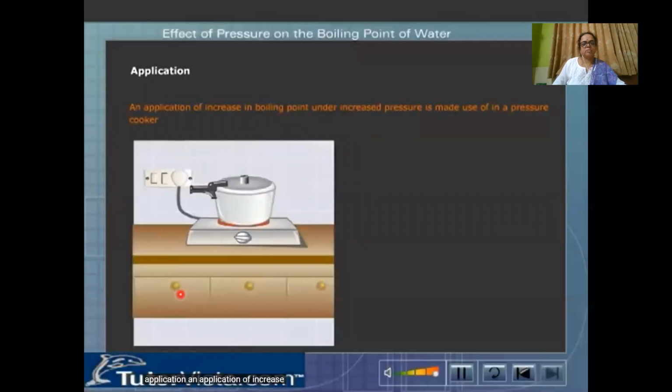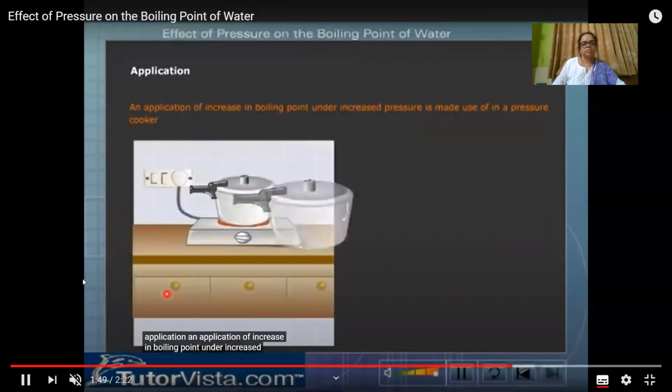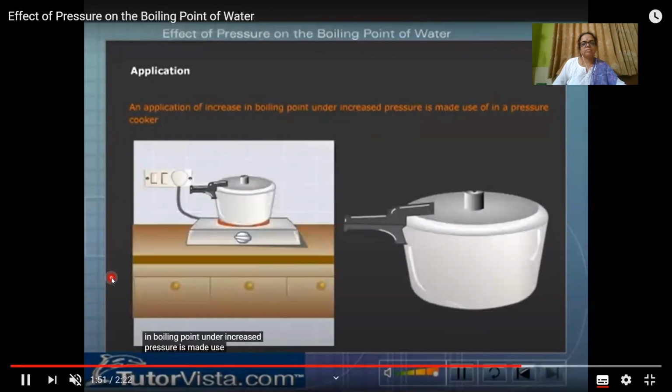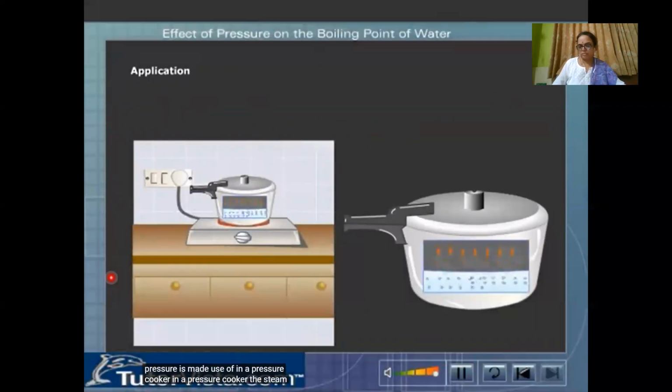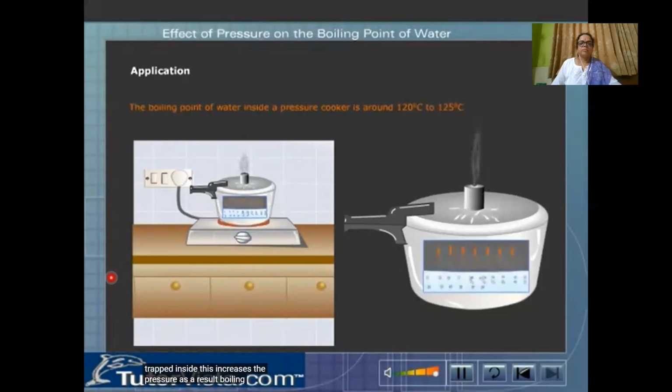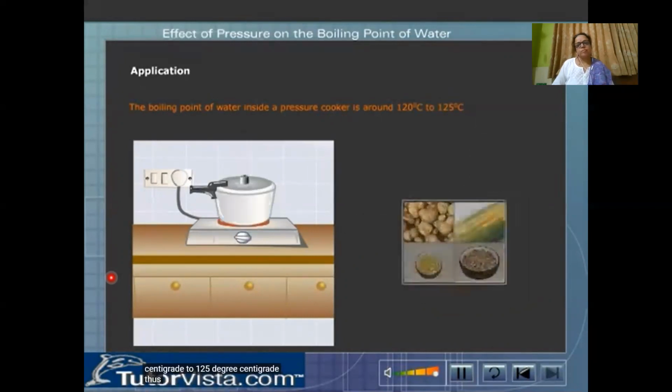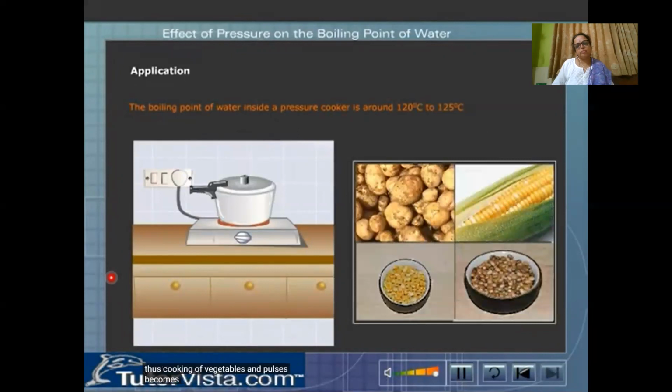Application. An application of increase in boiling point under increased pressure is made use of in a pressure cooker. In a pressure cooker, the steam is trapped inside. This increases the pressure. As a result, the boiling point of water increases to about 120 degrees centigrade to 125 degrees centigrade. Thus, cooking of vegetables and pulses becomes easier and quicker in a pressure cooker.